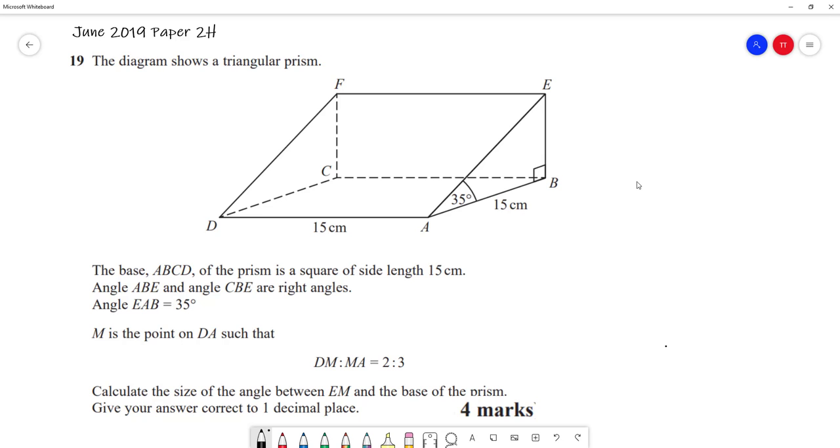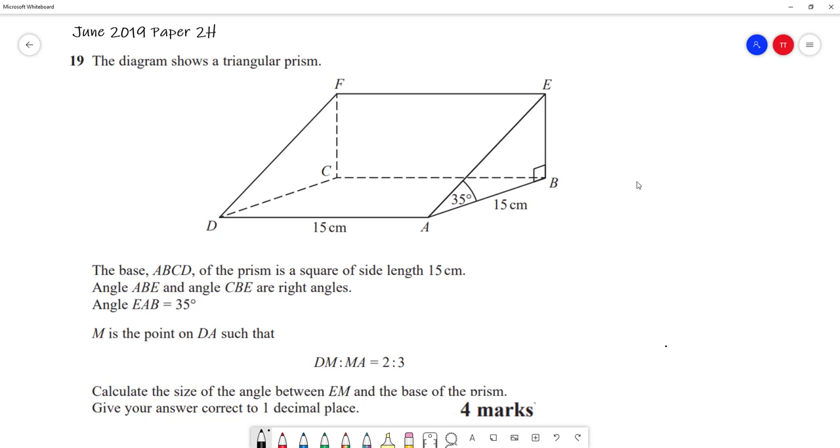Welcome back. Okay, so we have a triangular prism. The base ABCD of the prism is a square of side length 15 centimeters. Angle ABE and angle CBE are right angles. Angle EAB is 35 degrees. M is the point on DA such that DM to MA is 2 to 3. Calculate the size of the angle between EM and the base of the prism. Give your answer correct to one decimal place for 4 marks.